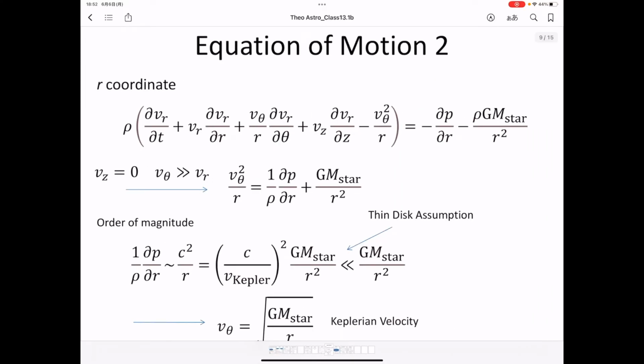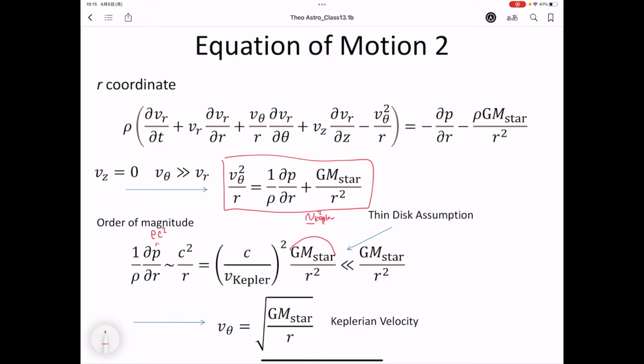Then we'd like to consider the equation of motion in the r coordinate. So this is the equation of motion in the cylindrical coordinate. v sub z equals 0, and v sub theta is much larger than the radial velocity v sub r. Then the equation becomes simplified. Then we'd like to estimate each of the terms. First term on the right hand side, p is rho c squared. Then rho is going to be cancelled out, and we have c squared over r. And the GM sub star over r squared term is expressed as v sub Kepler squared over r.